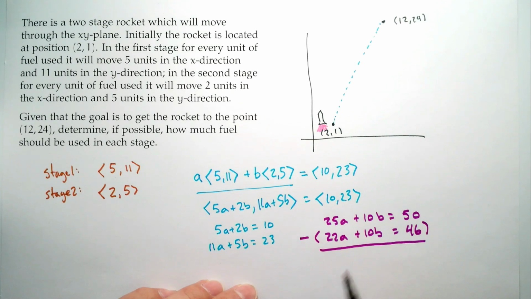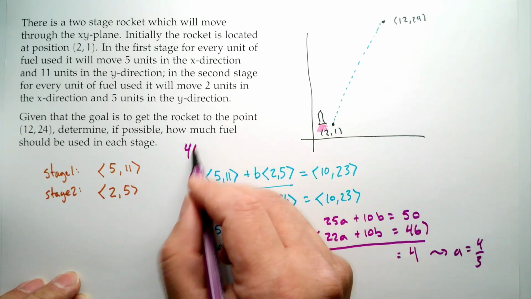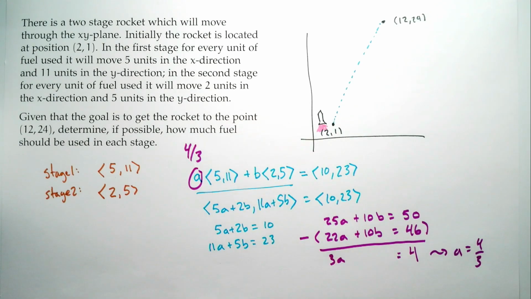So if we subtract the bottom equation from the top equation, 25a subtract 22a would give us what? 3a. 10b subtract 10b, 0. Our favorite thing, 0. 50 subtract 46, 4. All right. So 3a has to be 4. So the answer here for a is that a better be 4/3. So we're going to use 4/3 units of fuel in stage 1.